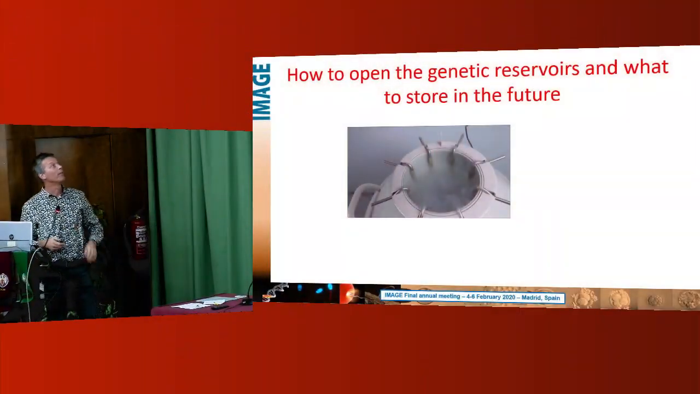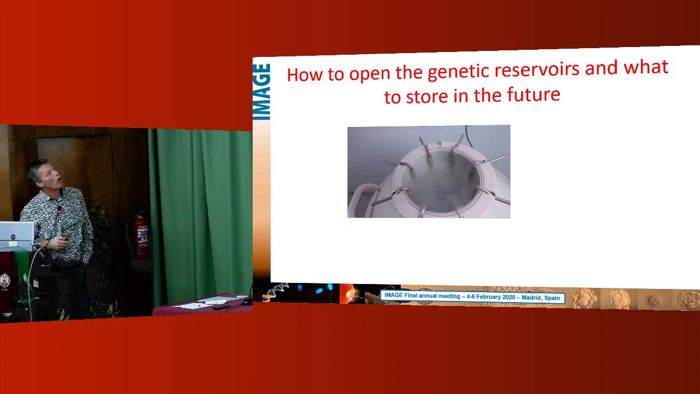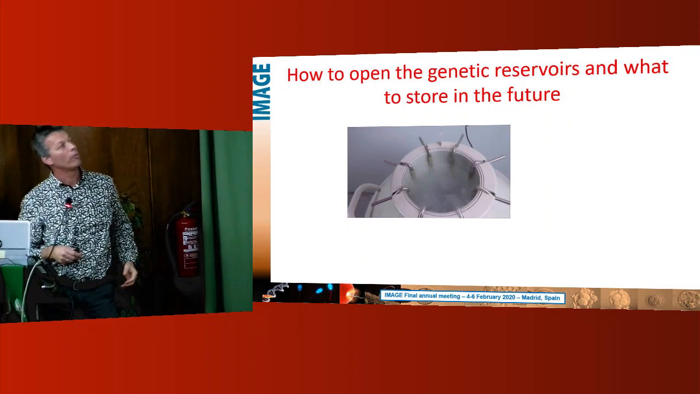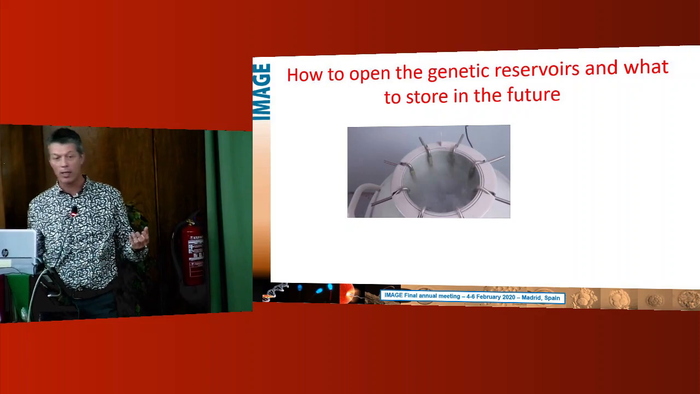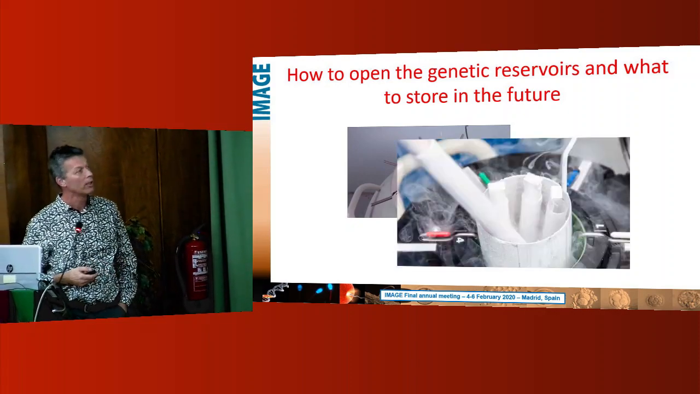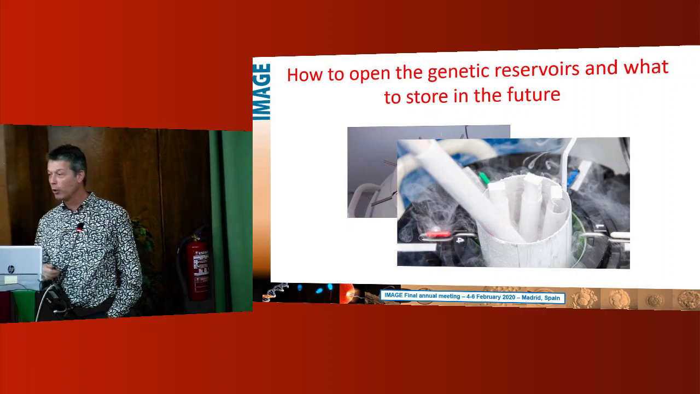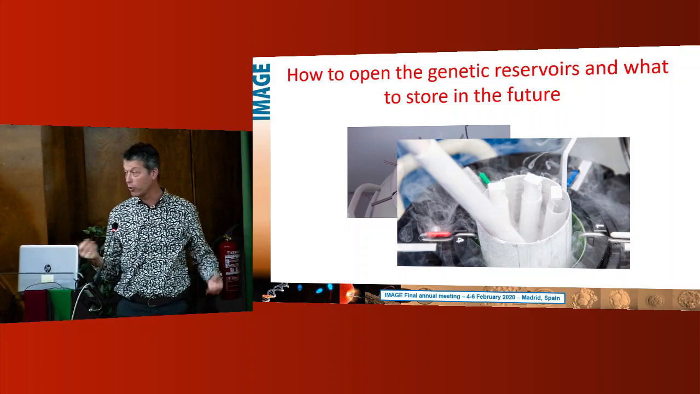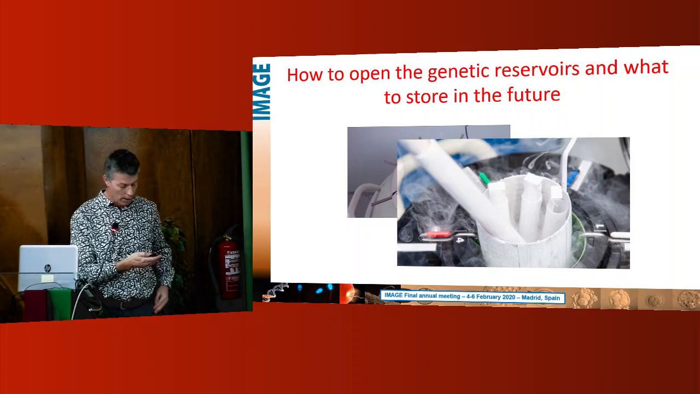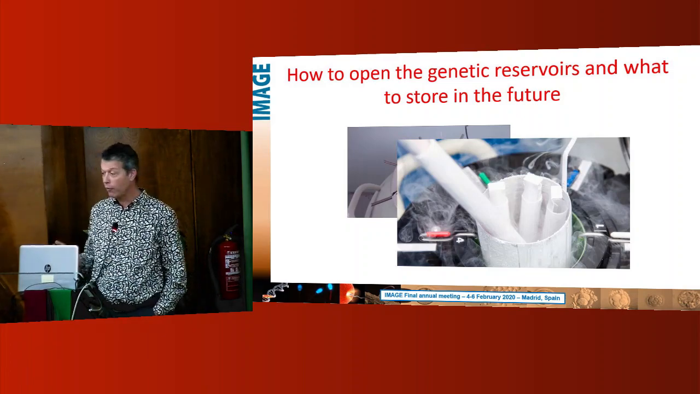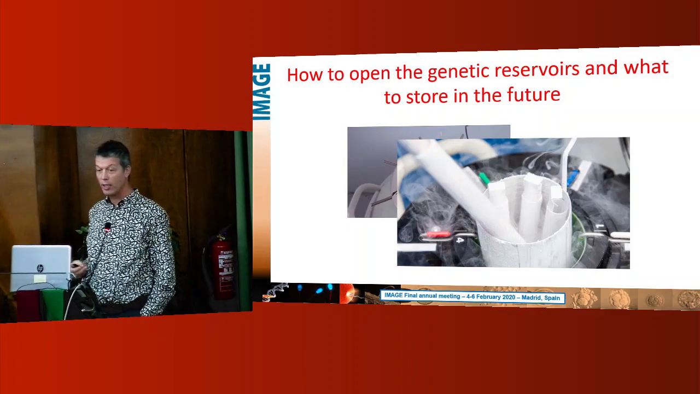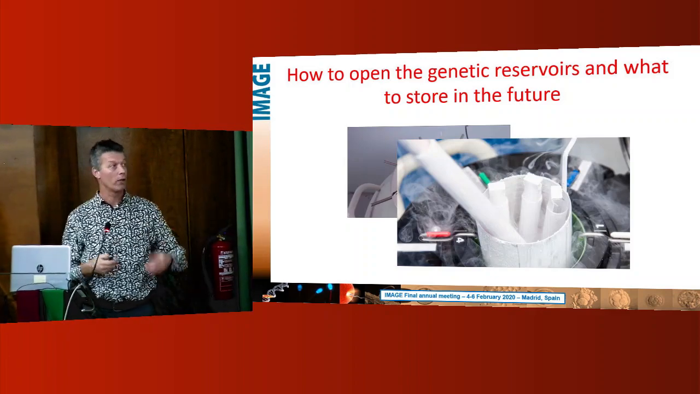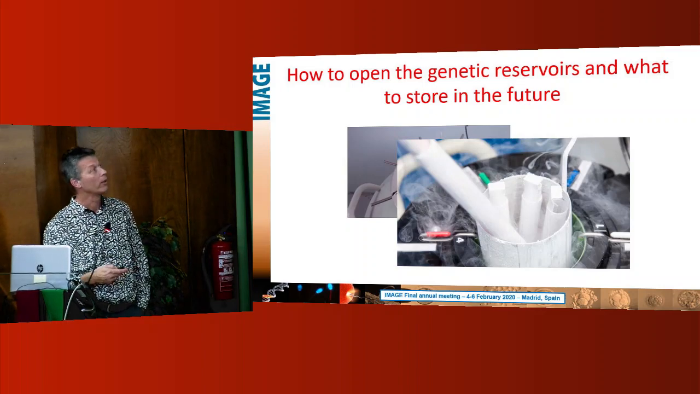The most important question is how to open these reservoirs and what to store in the future. That's our main interest. Of course, you can put things in, but what do you put in and when? That's a very important thing. And what is the difference between the different samples you will store? Of course, you have phenotypes, but we also want to see what the molecular basis is. So what are the molecular markers?